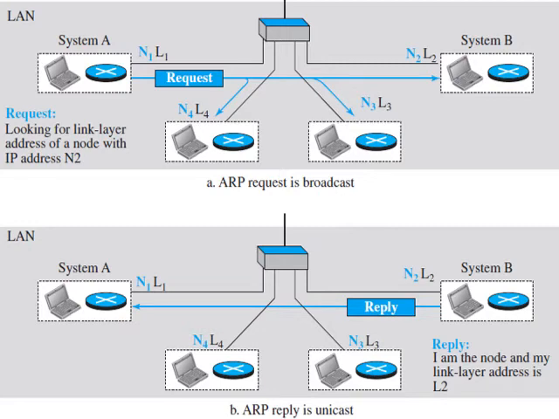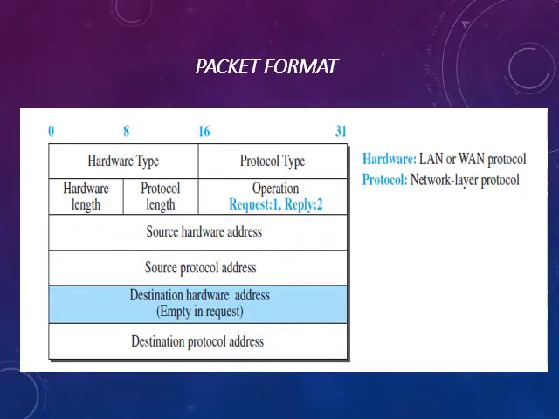The response packet contains the recipient's network layer address and link layer address. The packet is a unicast directly to the node that sent the request packet. Now let's look at the packet format.